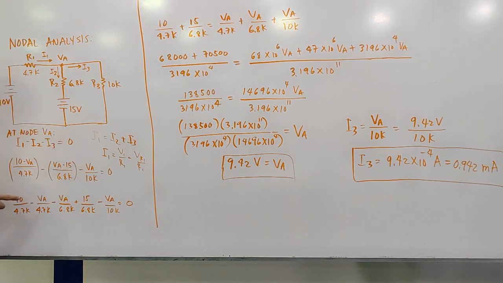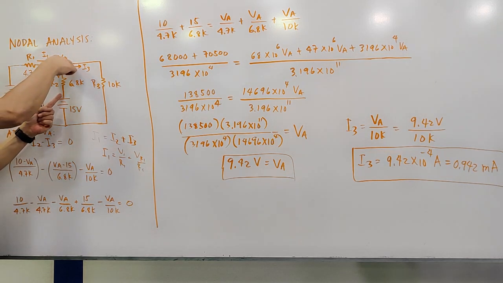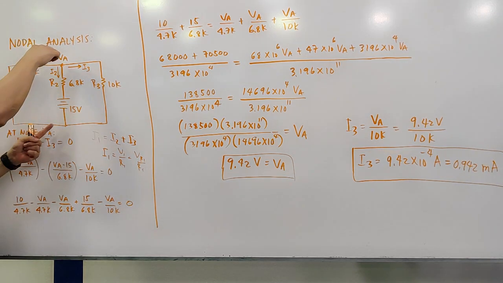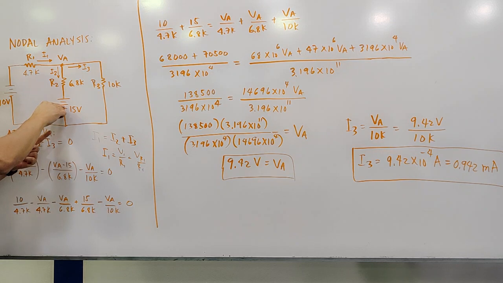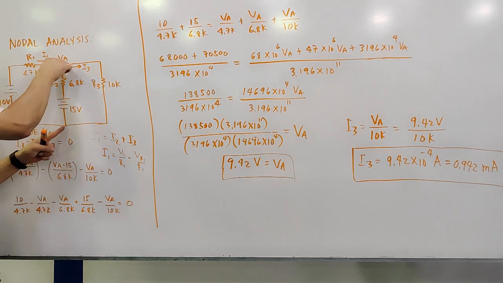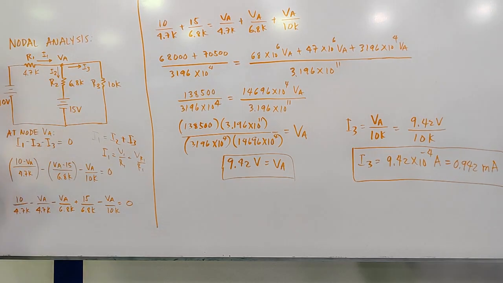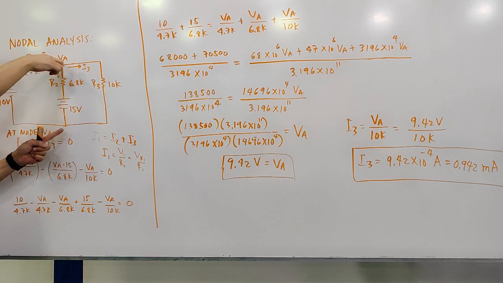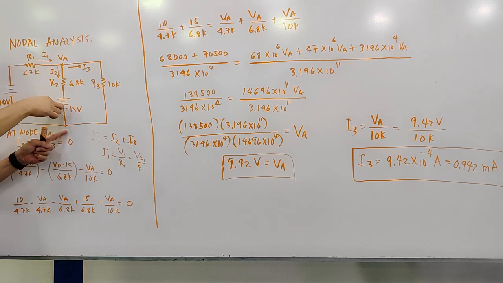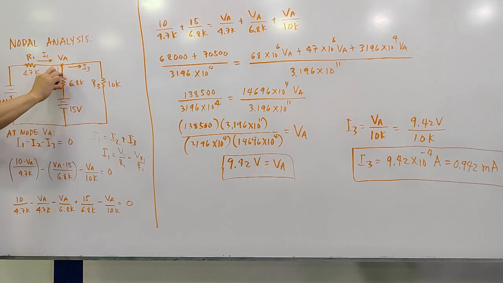Therefore, what is VR2 equivalent to? If we are after here, it means that this voltage minus this voltage will be this one. The whole VA minus this is this voltage, which is VR2.